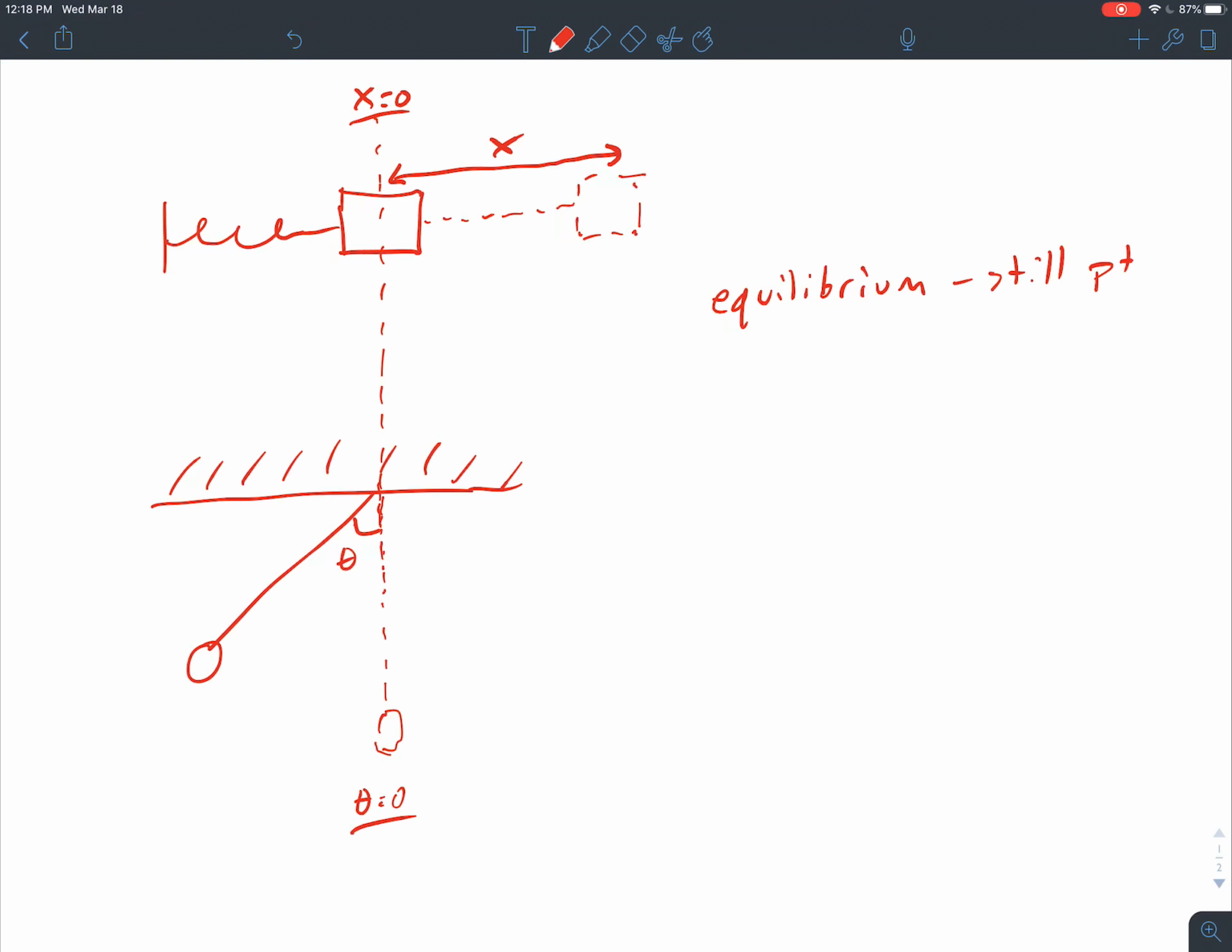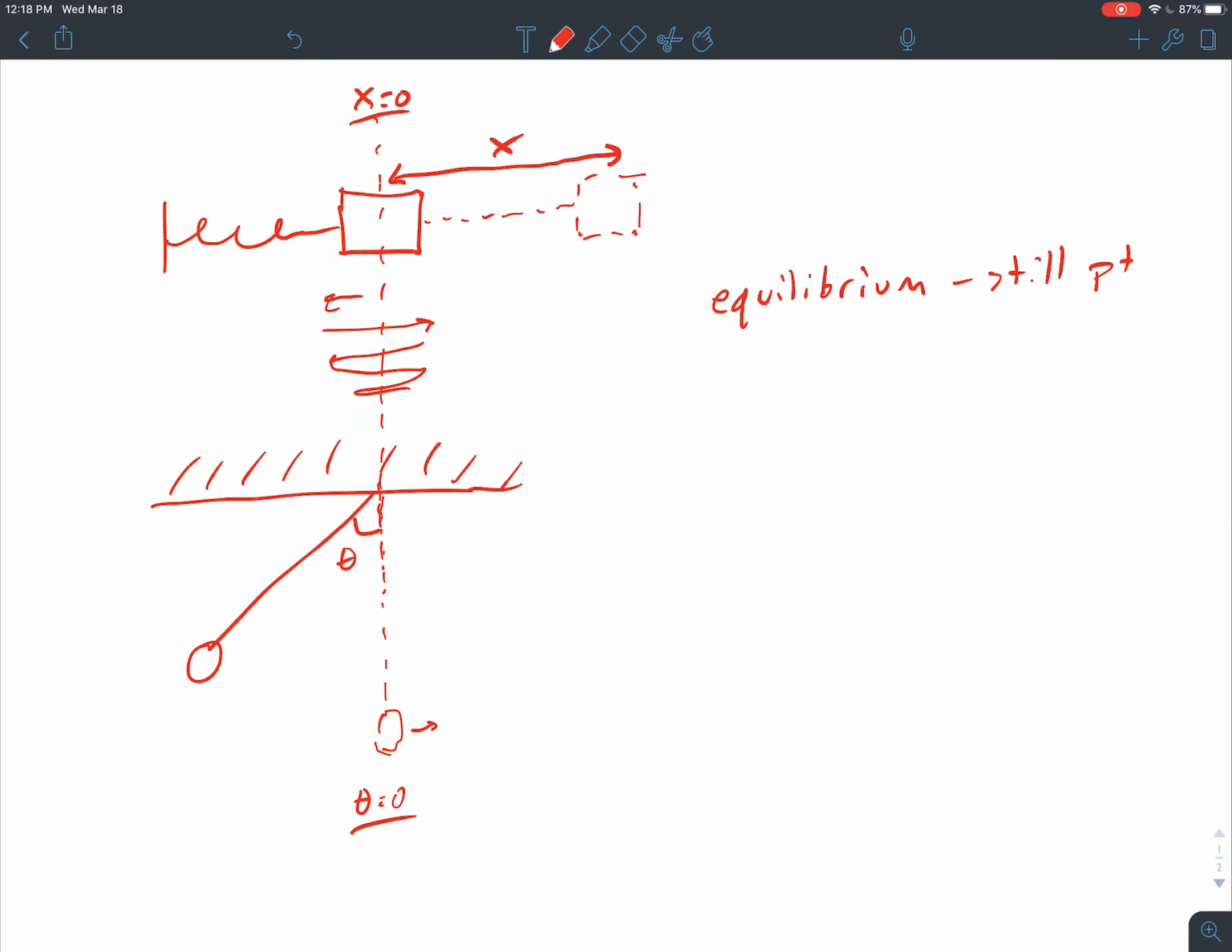If we nudge this ball over a little bit this way, it starts to move and oscillate about that equilibrium. Same for the spring and mass system. We move it this way a little bit, it's going to want to come back this way, and then back this way, and this way. It's going to oscillate back and forth.